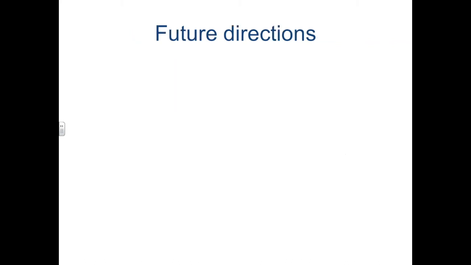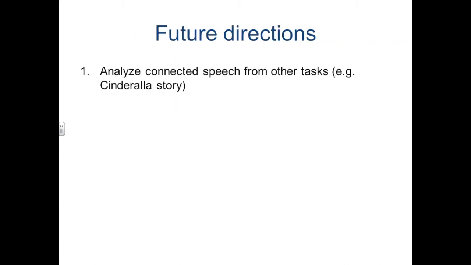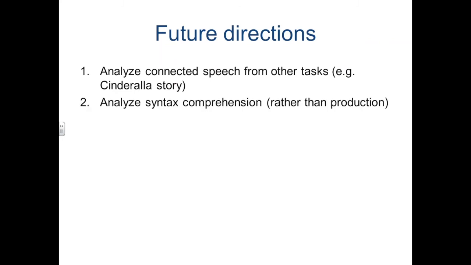So in terms of future directions, again, analyzing the connected speech from other tasks like the Cinderella story, and analyzing syntax comprehension. We've shown that there's clearly a bias towards a dorsal structure of the posterior inferior frontal gyrus, which, I have to say, many functional studies have shown that Broca's area has some role in the production of syntactically complex structures. Hopefully with lesion mapping, we contribute to that story, saying it may be a critical area for sentence structuring during speech production.